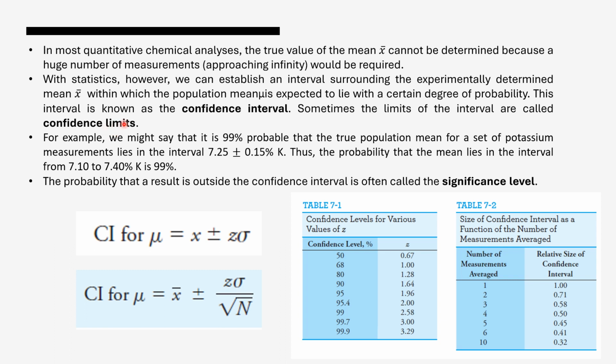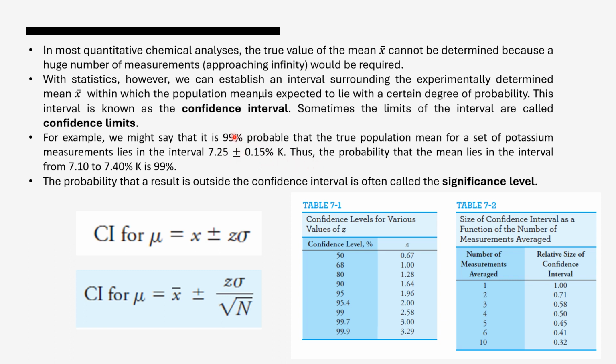This is known as the confidence interval. The limits of the interval are what we call the confidence limit. For example, we might say that it is 99% probable that the true population mean for a set of potassium measurements lies between 7.25, that is the population mean, plus or minus the standard deviation, or the confidence interval.